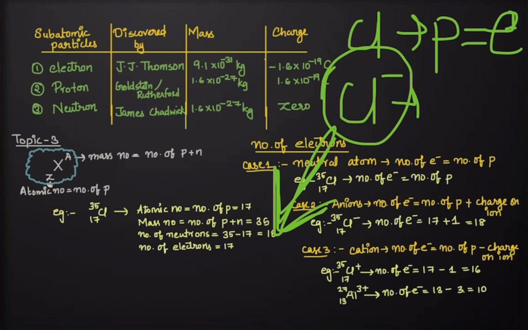So in case of anions, number of electrons is equal to number of protons plus charge on the ion. In case of Cl minus, the number of electrons is equal to number of protons plus charge on the ion. Here the charge is equal to 1.